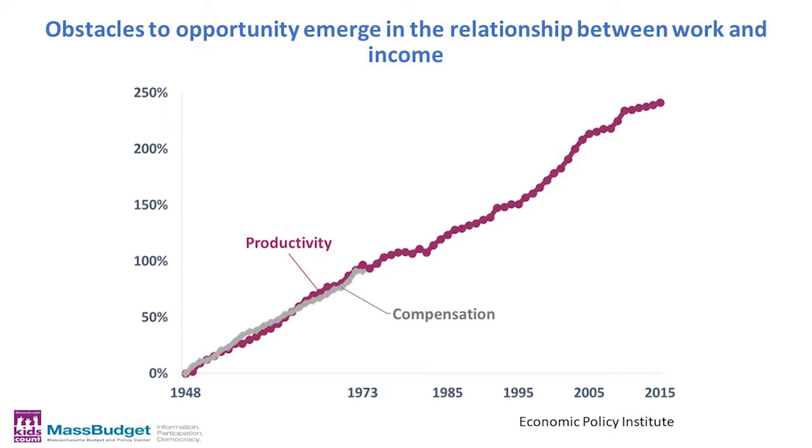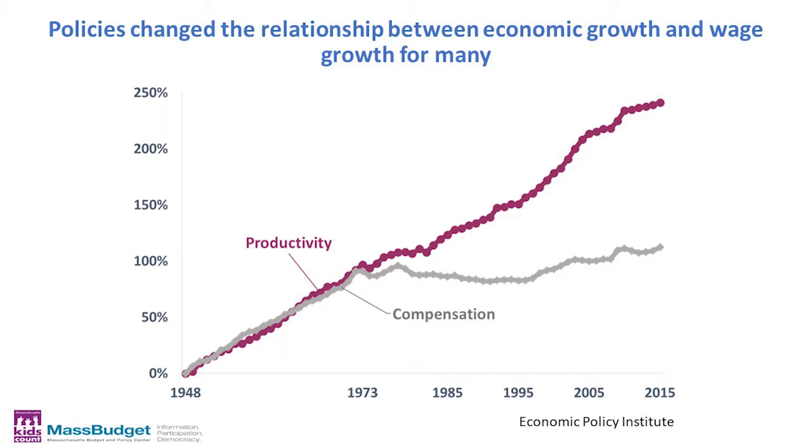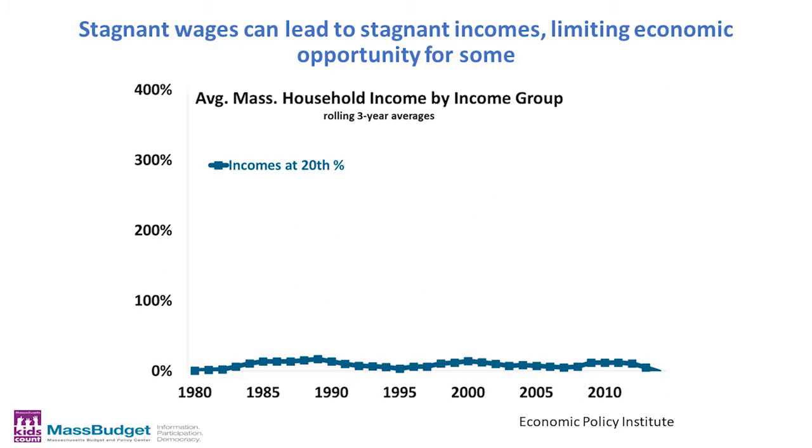Here's the economy. Fine, it's continuing to grow, right? Let's look at what's happened to compensation. During this same period, the economy is growing, but compensation, what's going into workers' pockets, has flattened. And we can see this in income. This is incomes at the 20th percentile, just from 1980 to the present.